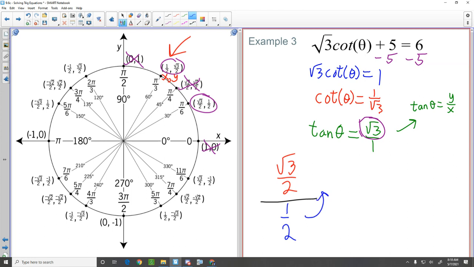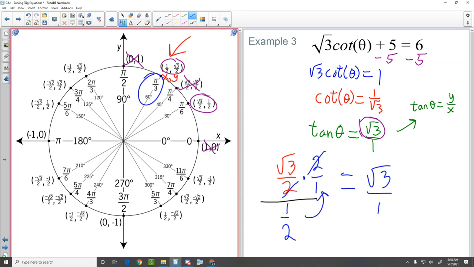Dividing by a fraction is the same as multiplying by the reciprocal, right? Instead of 1 over 2, I'm multiplying by 2 over 1. Hey, what happens to those 2's, everybody? 2 on top, 2 on the bottom. This leaves me with just a square root of 3 over 1. Yeah, that's the one you had to think of, tangent. You have to do a little bit of work. We see that we get a tangent of root 3 right there at 60 degrees.